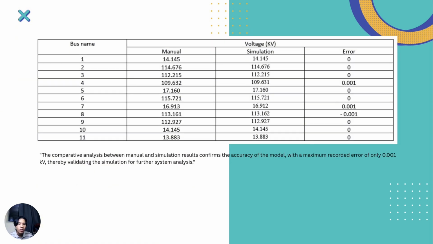So next, finally, we perform the same comparison for the bus voltage throughout the network. The results here are even more precise if we look at the error column on the far right. The maximum recorded discrepancy across the entire system was only 0.01 kilovolt. This extremely small margin of error successfully validates our model. We are confident that the simulation is accurate and ready for future system analysis.